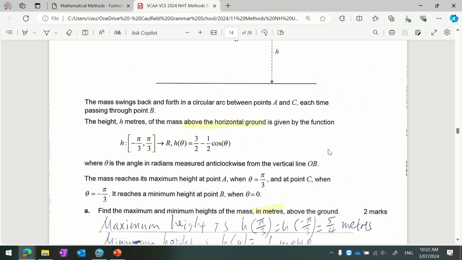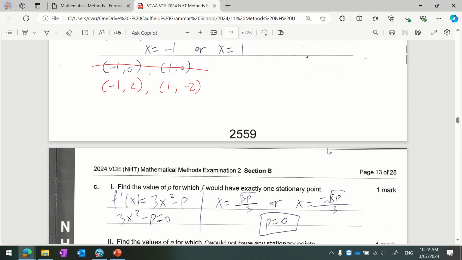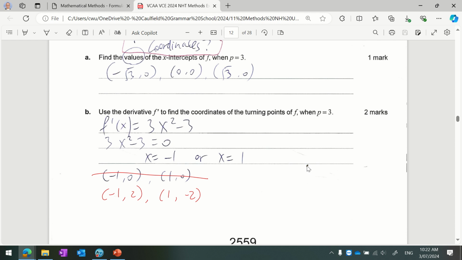I don't think my scanner works. There's a little marking on every second page.